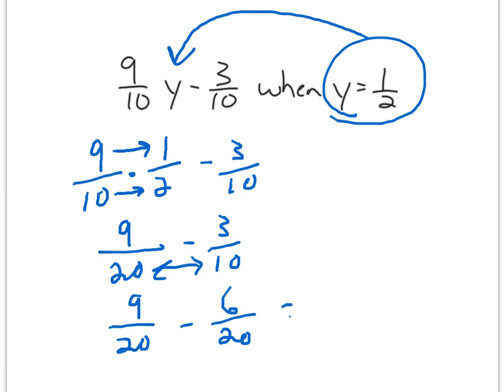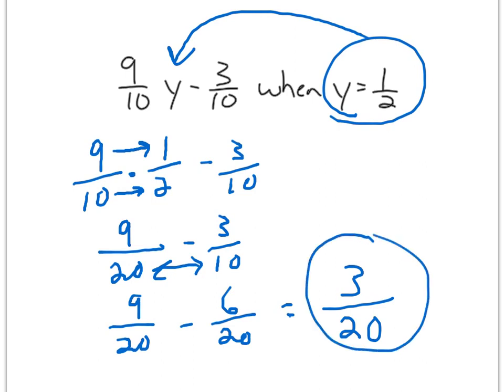When I add and subtract fractions, my denominator does not change. Too many people forget that. Denominator does not change when you add and subtract fractions. That's why we have to make it a common denominator in the first place. Okay, and then 9 minus 6 is 3. Whenever you have a fraction, always check to make sure it's simplified. 3/20ths is simplified. Answer, done. Bada bing, bada boom. That's the example.